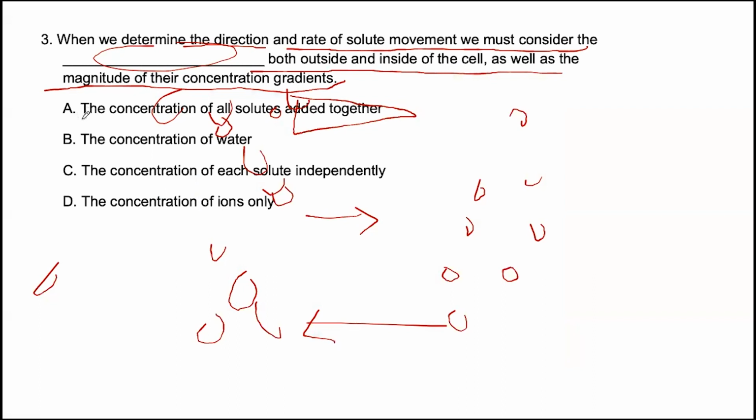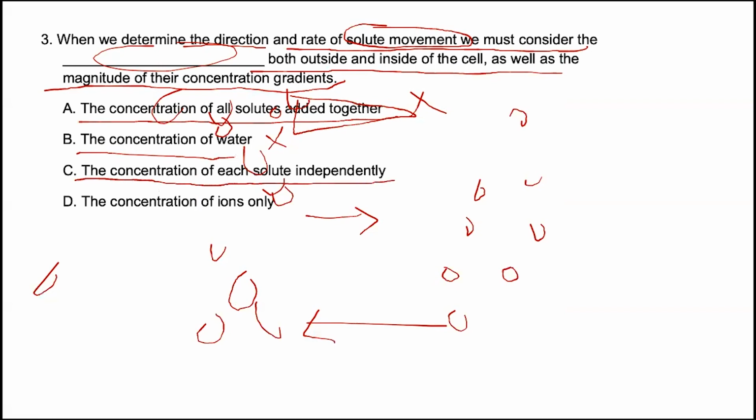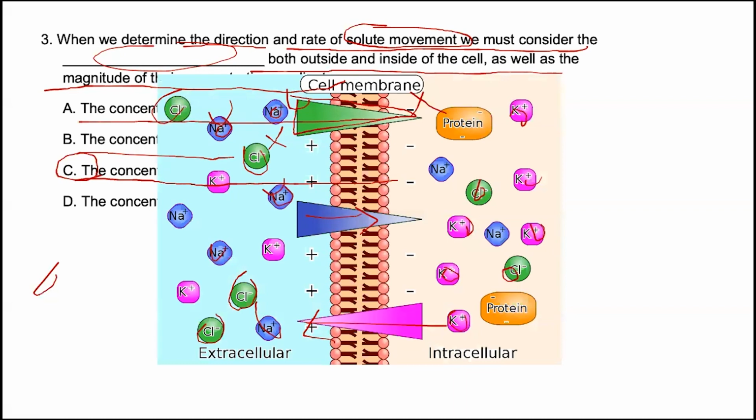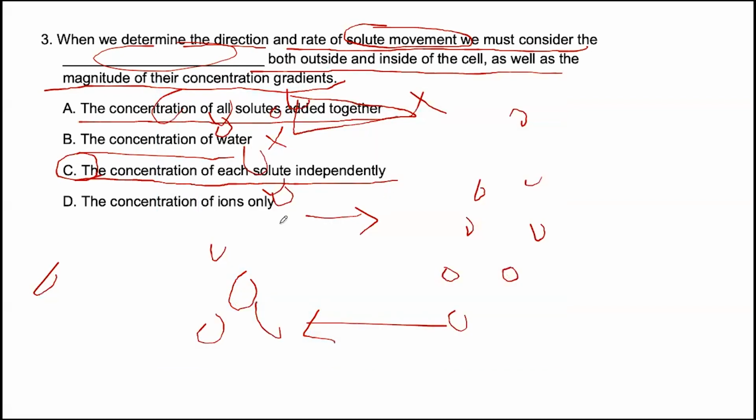So A, the solution concentration of solutes added together, that's not true, right? Each of them moves independently. Concentration of the water, we're focusing on the solute movement, correct? So we don't really know about the concentration of water right now. And C, concentrations of each solute independently. That's true, right? Based on each concentration here, they move individually, correct? So C would be the case. And D, concentration of ions only. That's not relevant for this case. Okay, that's why C is the answer choice here.